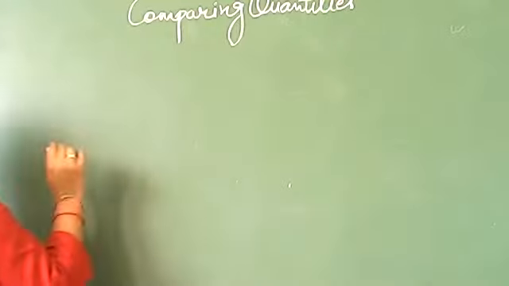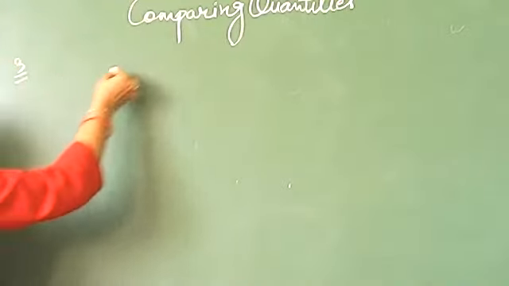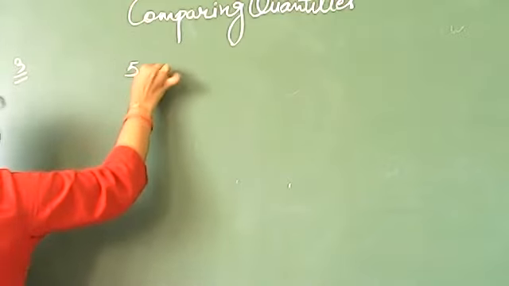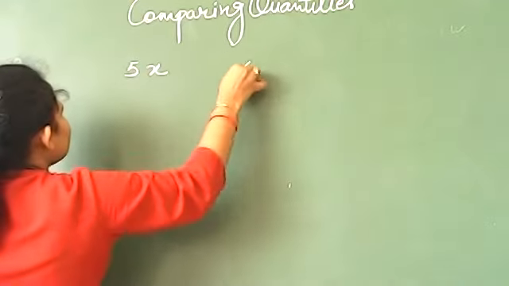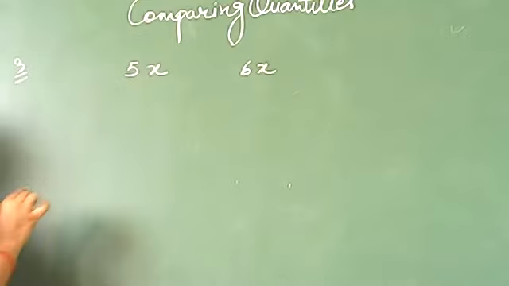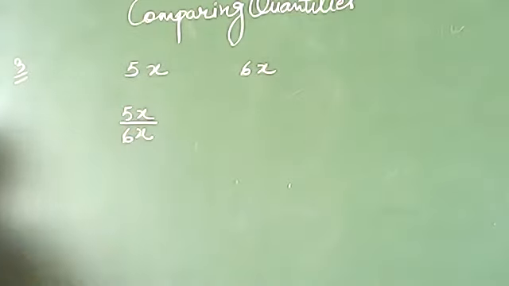Now question number 3, solutions. Two numbers are in ratio 5:6. That means you can take the ratio value as x. So the numbers will become 5x and 6x. And you know the ratio can be written in the form of a fraction, so the numbers can become 5x by 6x.